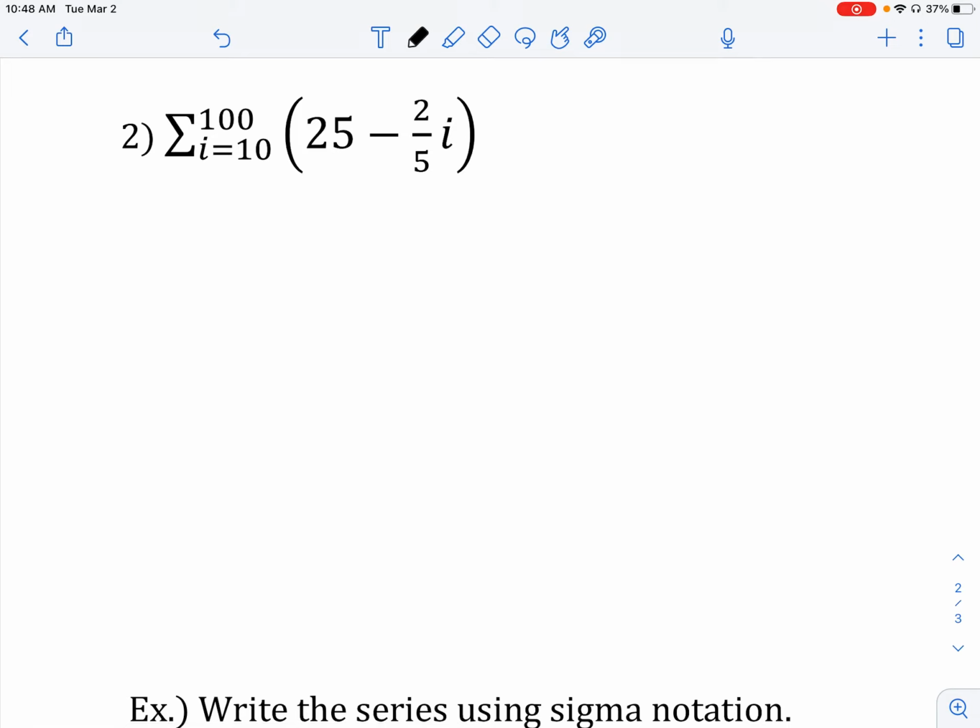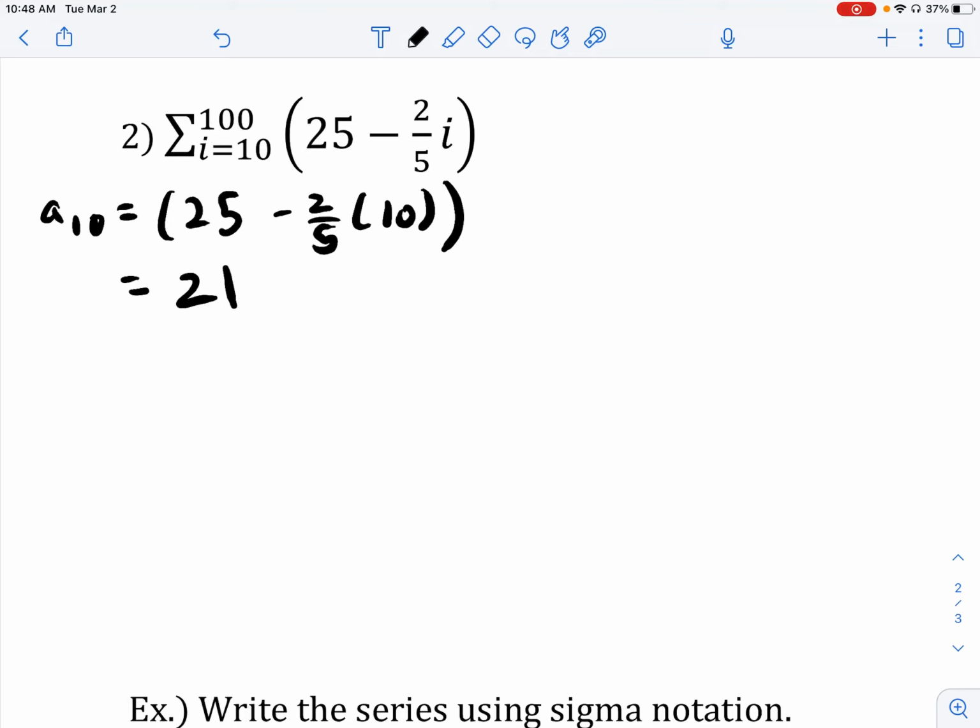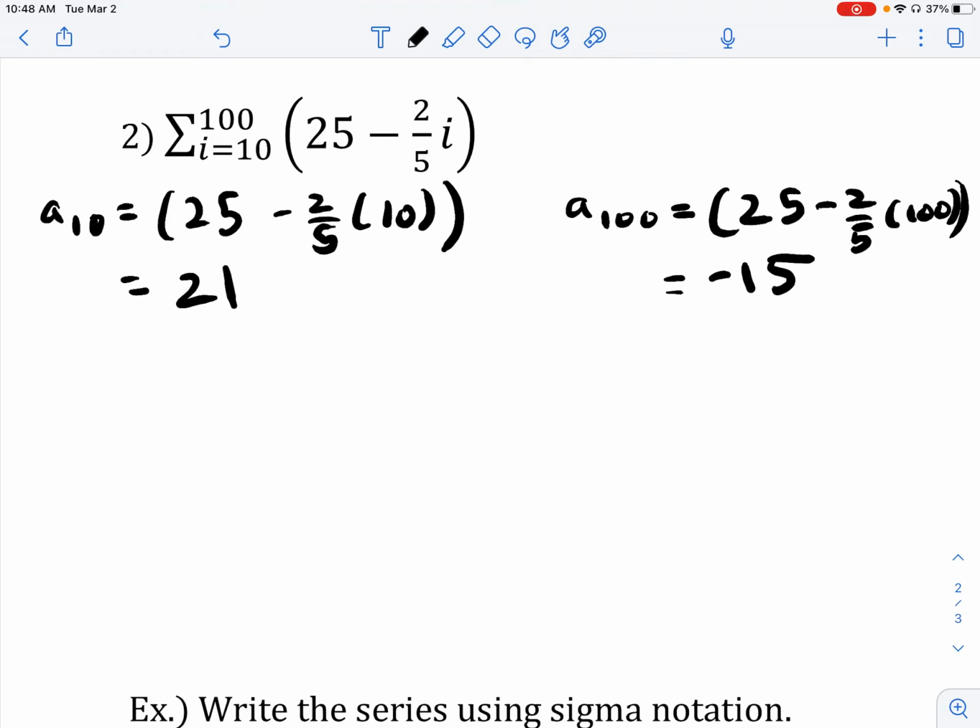Well, first off, what is the 10th term? A sub 10, if I plug this into our a sub n here, is 25 minus 2/5 times 10, which is just going to be 21. Now let's find a sub 100. That's 25 minus 2/5 times 100. And that's just going to give me 25 minus 40, which would be negative 15. Okay? So there's our a sub 10, and here's our a sub 100.